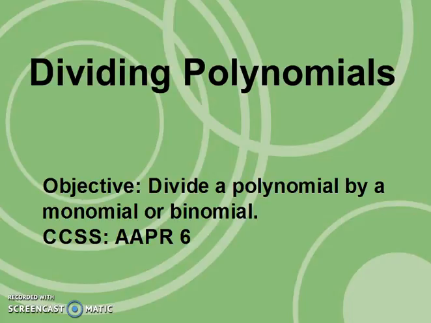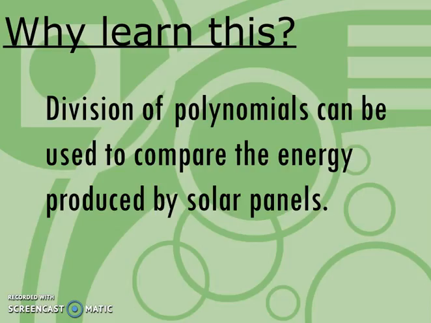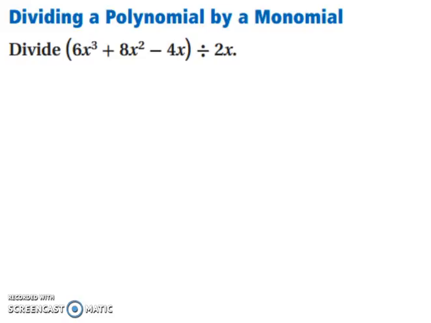Dividing polynomials. Our objective is to divide a polynomial by a monomial or binomial. Why learn this? Division of polynomials can be used to compare the energy produced by solar panels. So let's start with dividing a polynomial by a monomial.